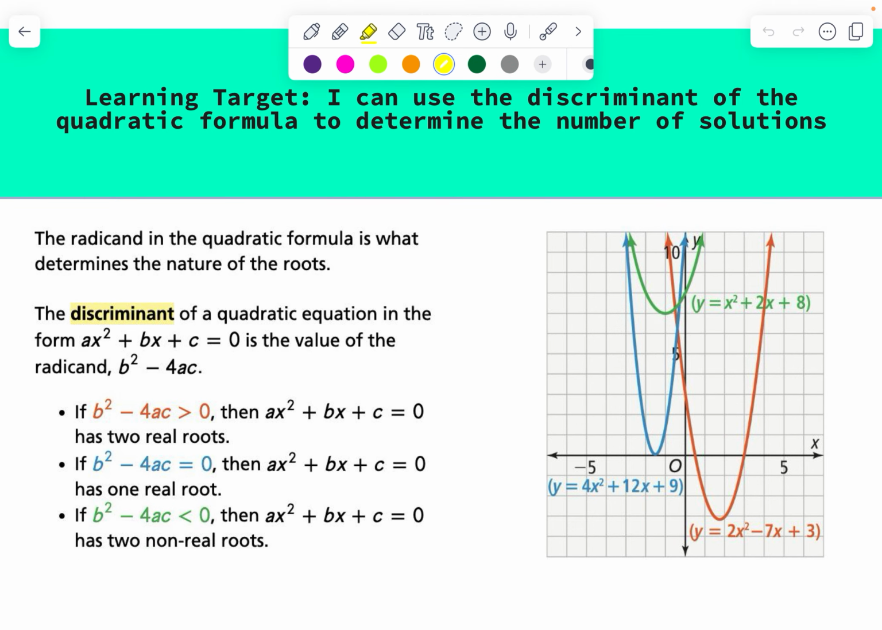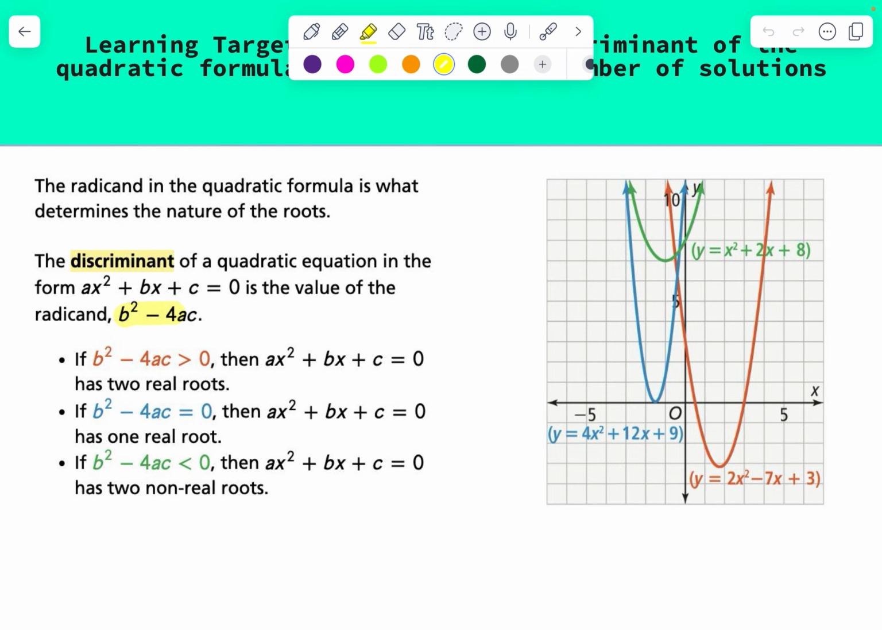The discriminant, if we have a quadratic equation, we just do b squared minus 4ac. If that answer is bigger than 0, so if it's positive, then the equation has two real roots or solutions. If it's equal to 0, then it has one real root or one real solution. And if it's less than 0 or negative, then it has two non-real roots. We'll talk about how to find non-real roots in our next unit.